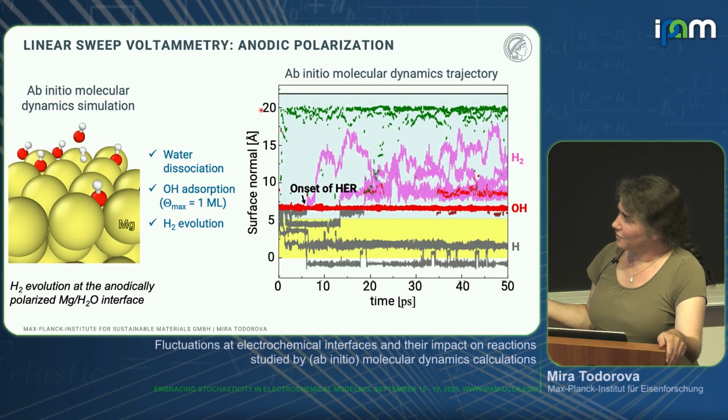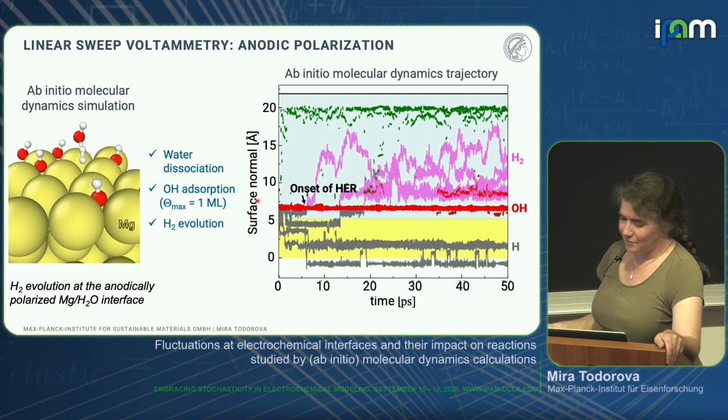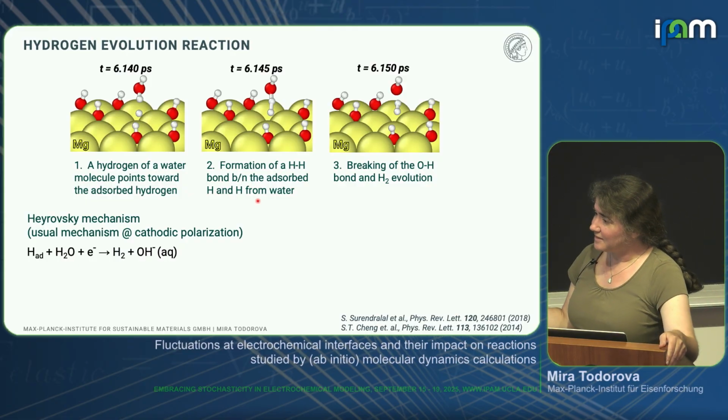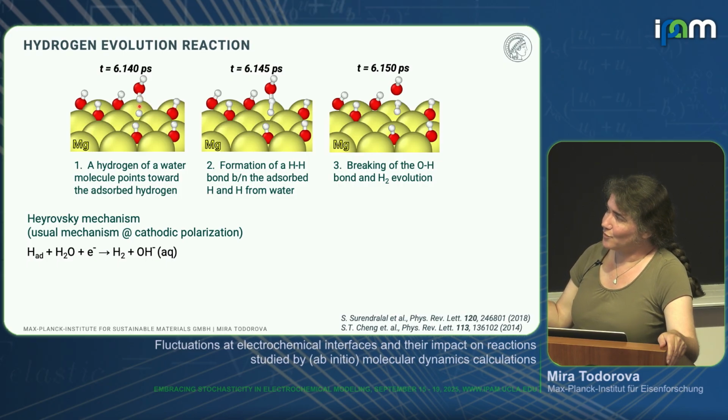We also have the formation of a hydronium that goes to the other side in order to screen our potential within the cell. But we also see that we do have hydrogen evolution events. This is the first one that we see. When we look at the mechanism, we see that a water molecule picks up a hydrogen from the surface, and this eventually forms the H2 and leaves the surface.